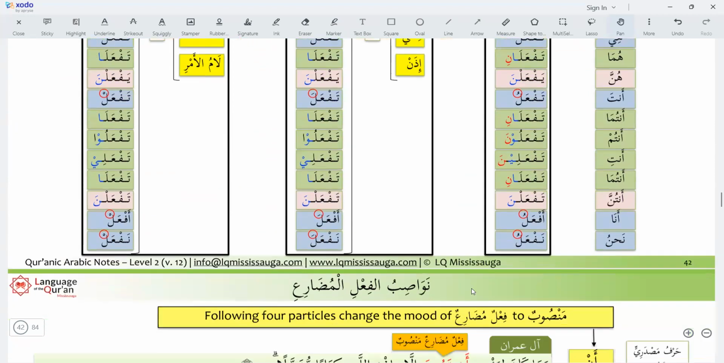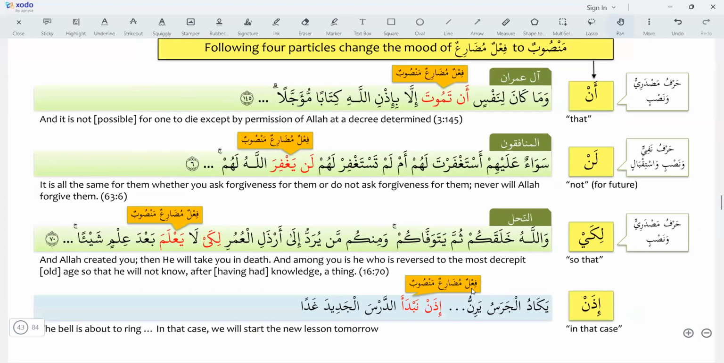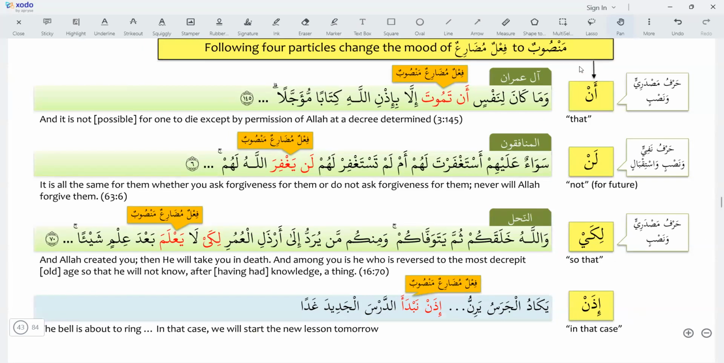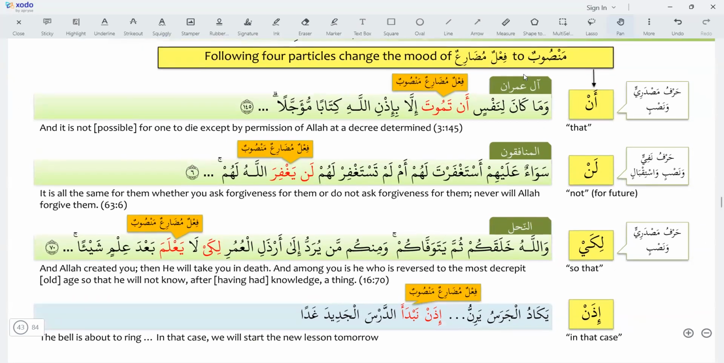Okay, and here these are the nawasib, when we use them with the verb. These are examples from the Quran. The first is an, mansub. An means that.